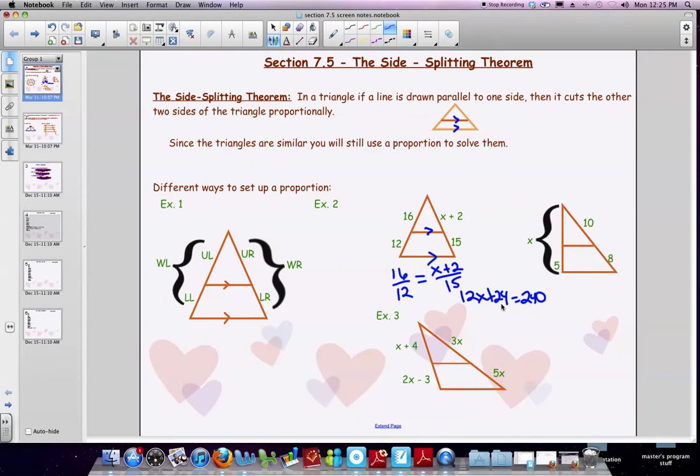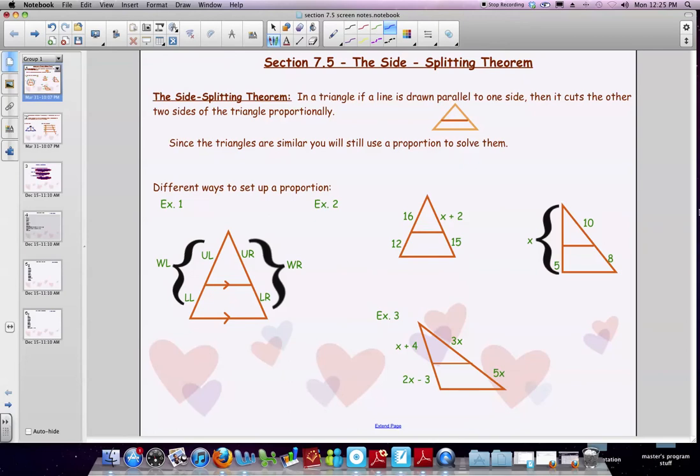From there, we do our algebra. We'd minus 24, and 12x would be equal to 216, and then we would divide 216 by 12, and we would get 18. The value of x would be 18.